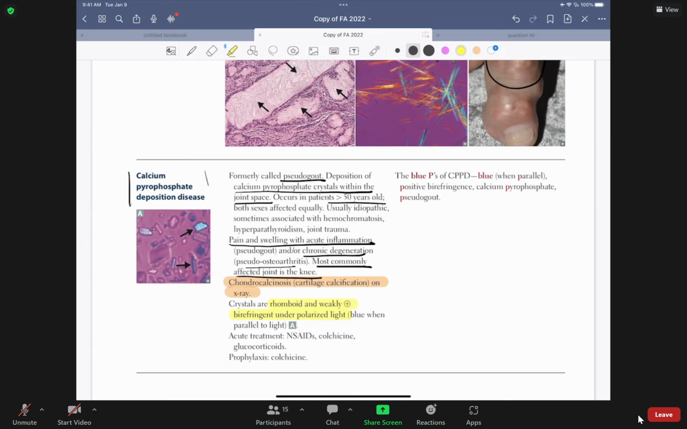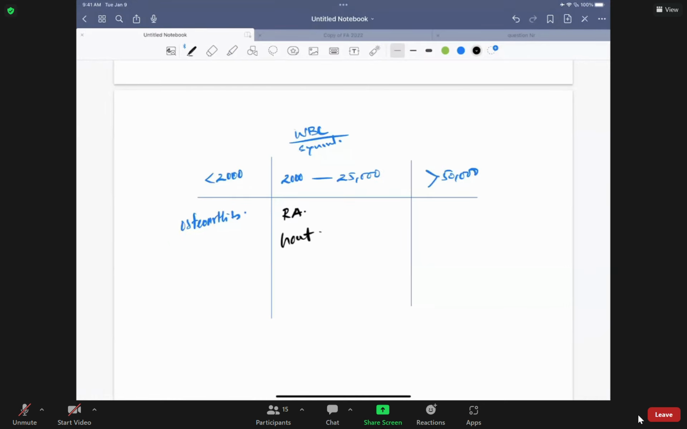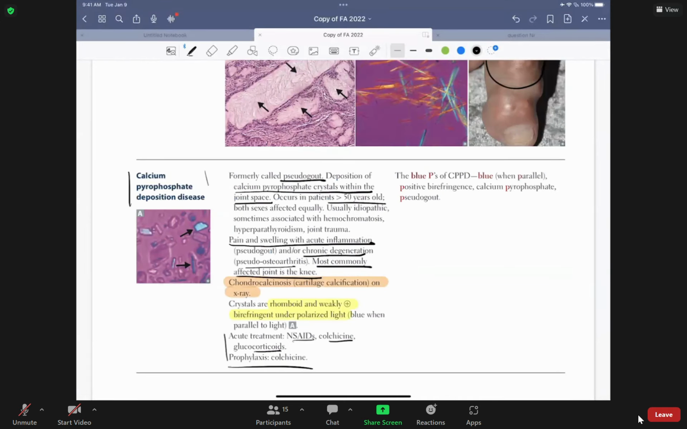Treatment is pretty much the same. If you see acute, NSAID, colchicine, and steroid; prophylaxis, also colchicine. Now I'll put pseudogout also here. It's all inflammatory at the end, folks. Okay, it is inflammatory.